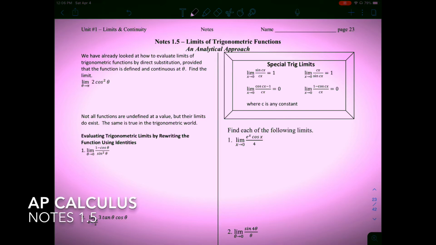This is AP Calculus AB, Notes 1.5, Limits of Trig Functions.